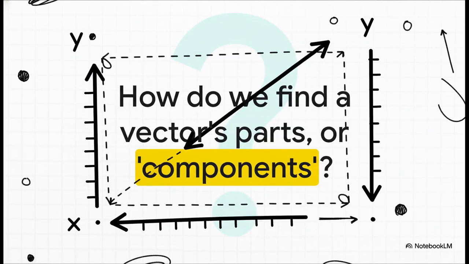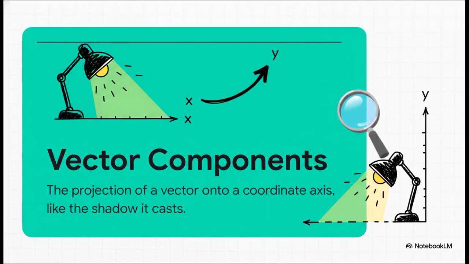Right, so we've got our grid and we've got our standard steps. Now what? How do we use this whole setup to describe our original vector? How do we figure out its parts, or what we call its components? One really cool way to visualize this is the shadow analogy. Imagine you've got your vector, and you shine a flashlight straight down from the ceiling. The shadow that vector casts on the floor, the x-axis, that's your x component. Then do it again, but shine a light from the side wall. The shadow it makes on the other wall, the y-axis, that's the y component. It's literally how much of the vector is pointing in each direction.